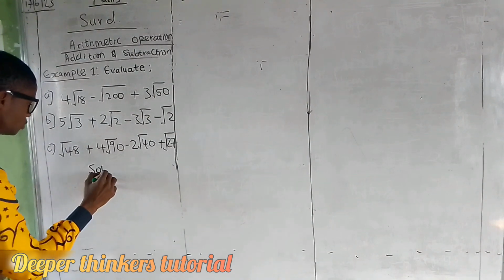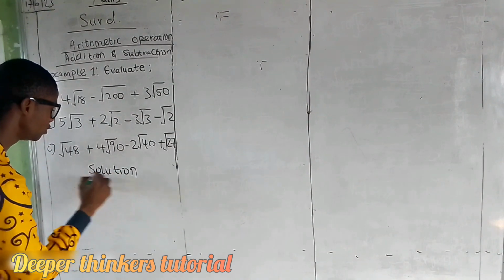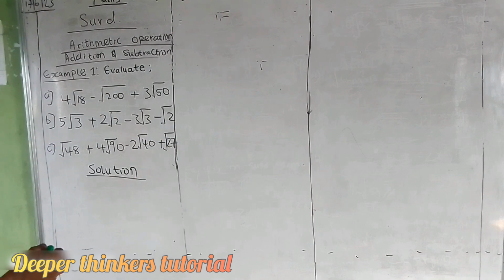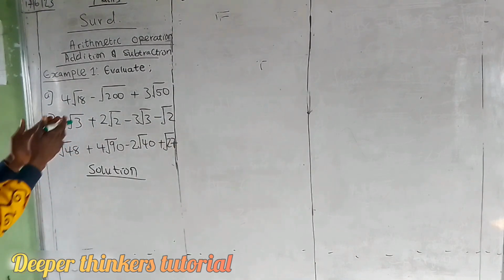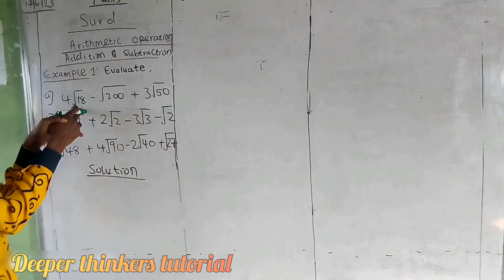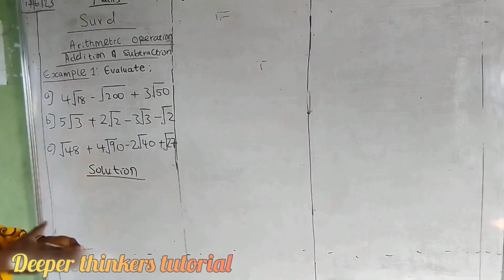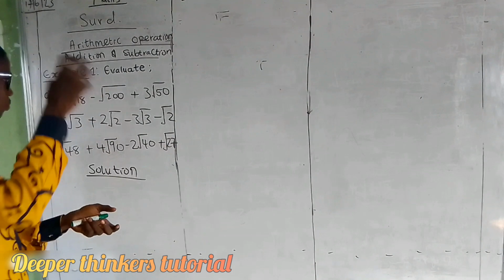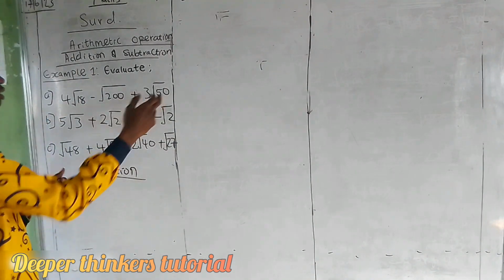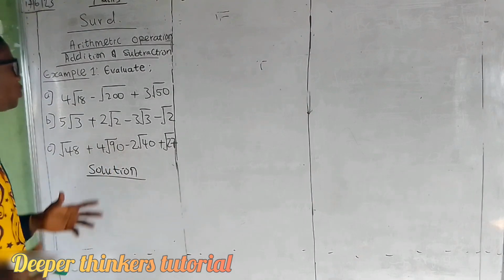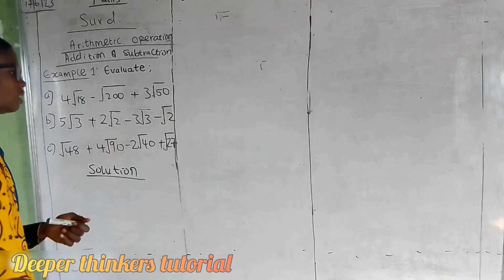Now, solution. We have the first value here, this, and this. How do we solve this? Let me just go straight to the point. Here we express each in simplest form, because if we have not brought out the perfect square completely, it means it's not yet in simplest form. So express all these values in simplest form, then try to compute them. Find the ones that are like each other and put them together.